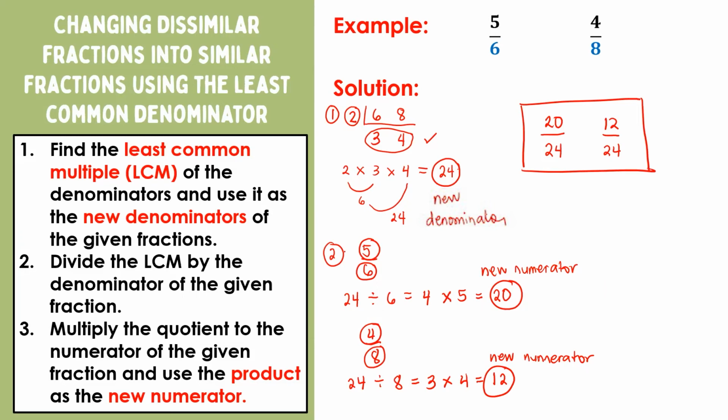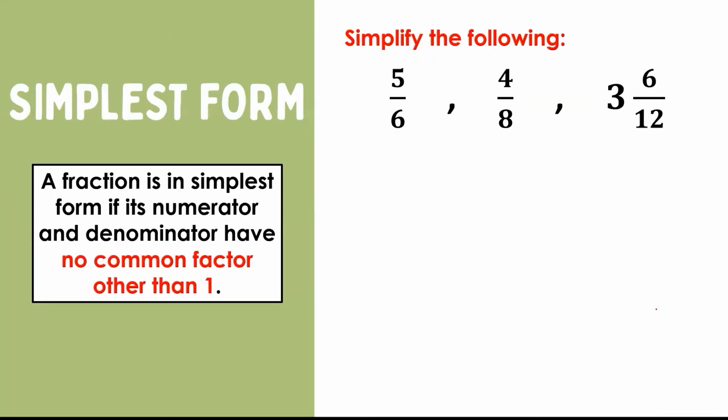Let us now go down to the last part of our video, which is the simplest form of a fraction. A fraction is in simplest form if its numerator and denominator have no common factor other than 1. Now, let's see which among these fractions are not yet in their simplest form. In getting the simplest form of a fraction, we divide the numerator and the denominator by their greatest common factor. But, if you cannot immediately identify the GCF of the numerator and denominator, you may use continuous division. And this is what I will show you today.